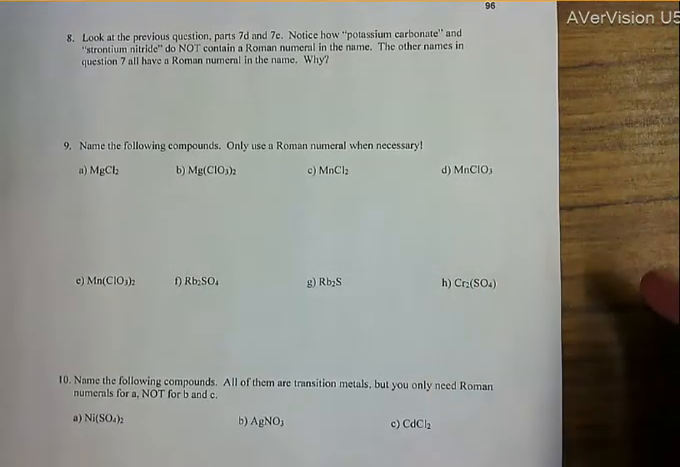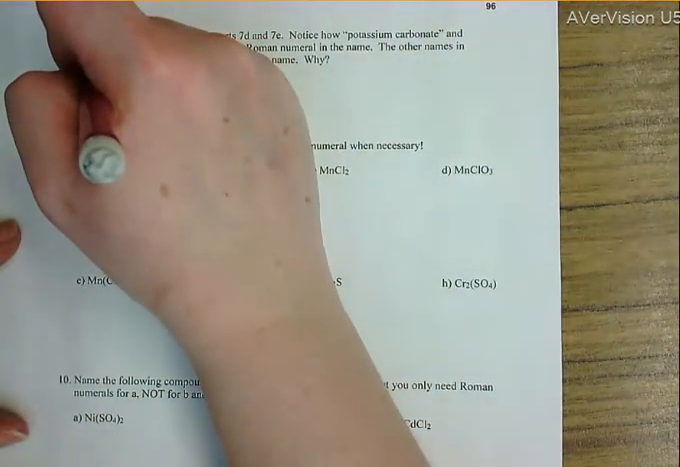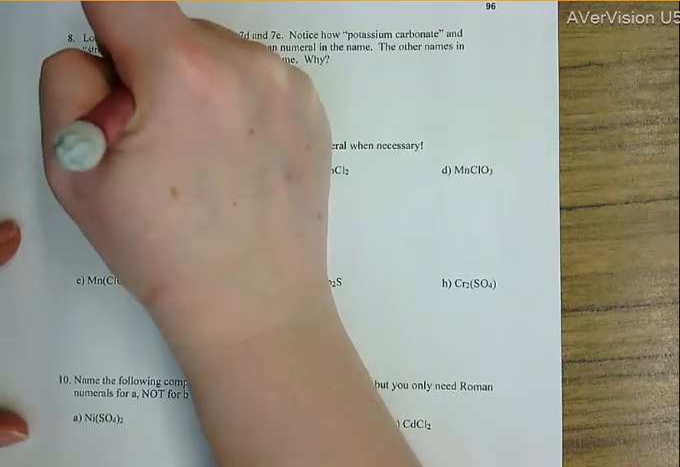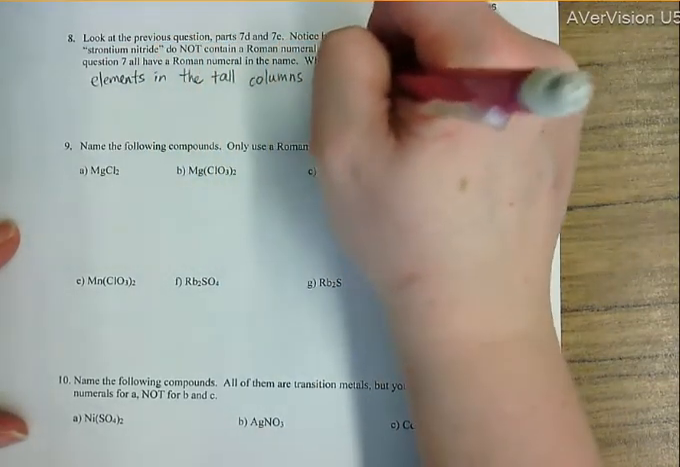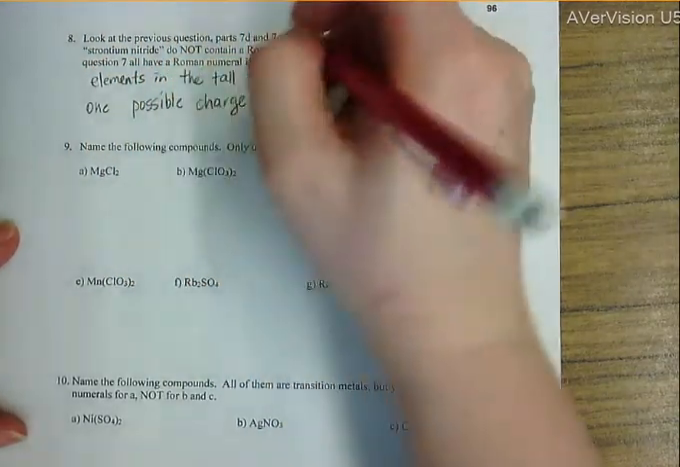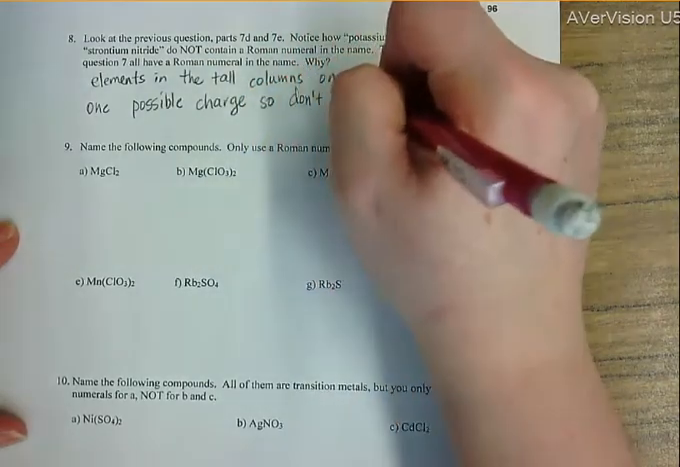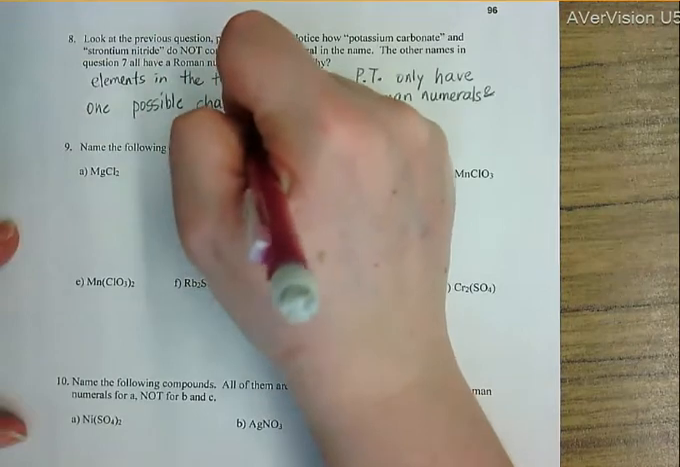Number 8, look at the previous questions, parts 7D and 7E. Notice how potassium carbonate and strontium nitride do not contain a Roman numeral in the name. The other names in question 7 all have a Roman numeral in the name. Why? Again, that's because elements in the tall columns on the periodic table only have one possible charge. So you don't use Roman numerals and you don't name them twice.